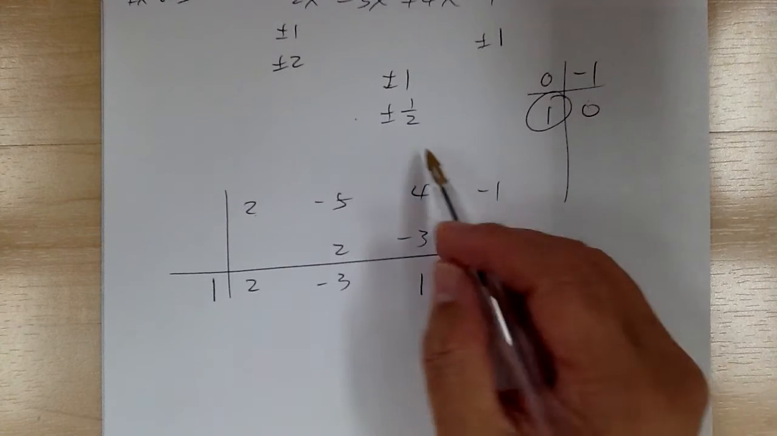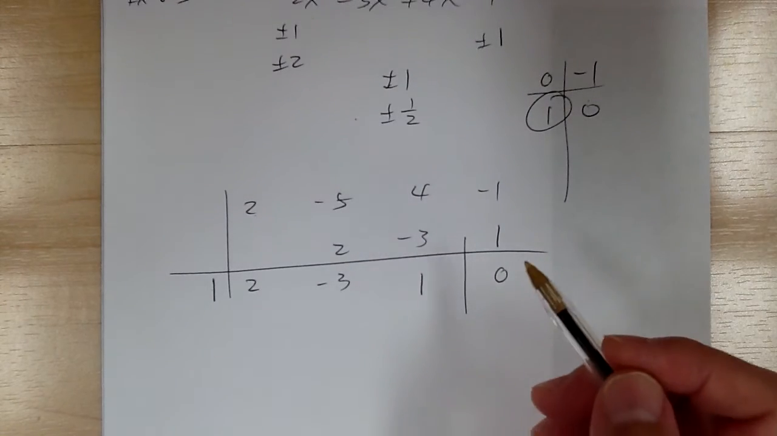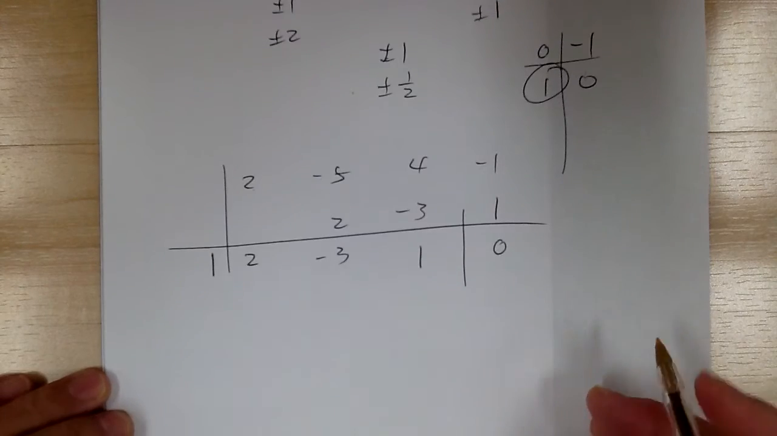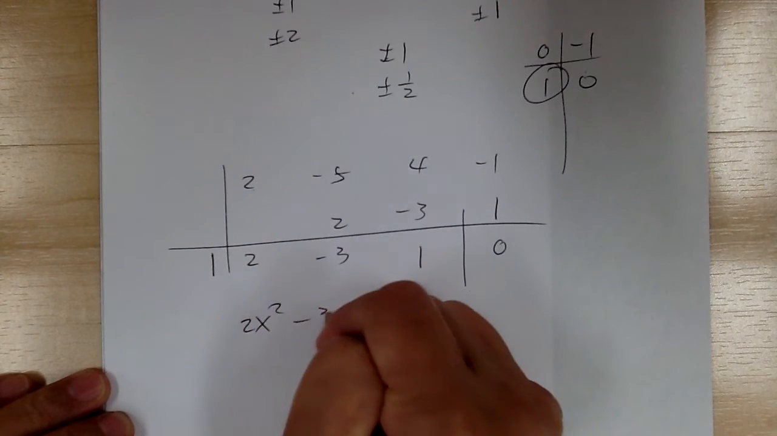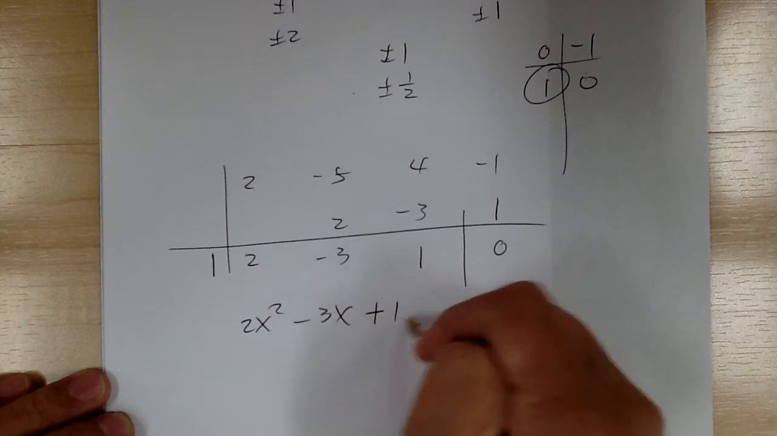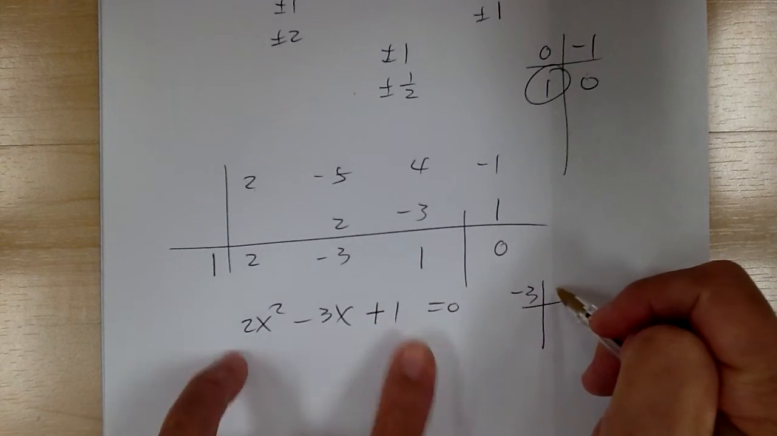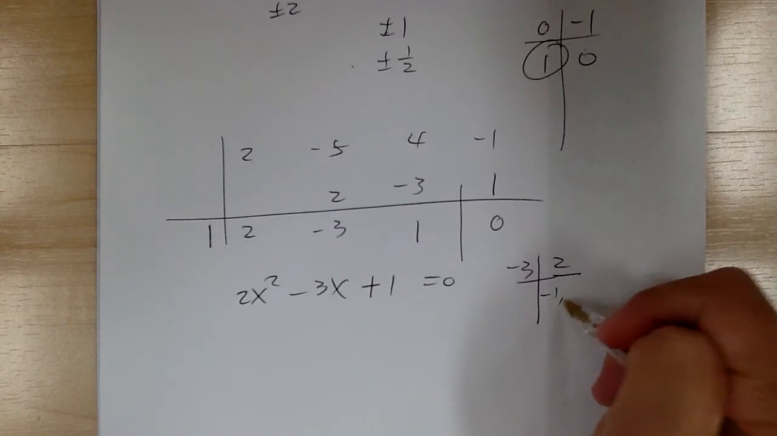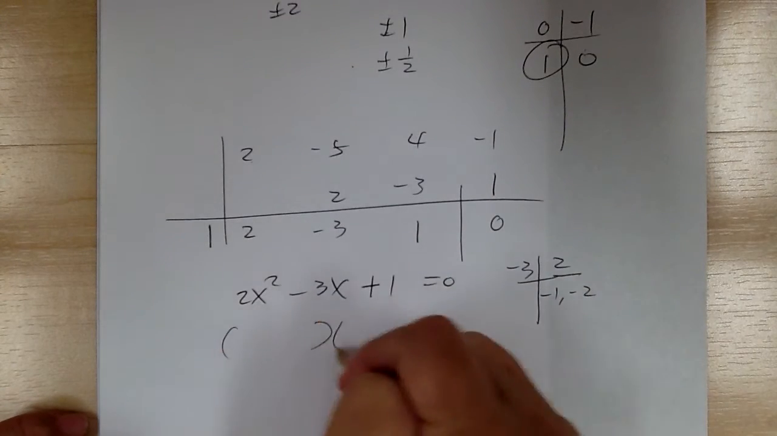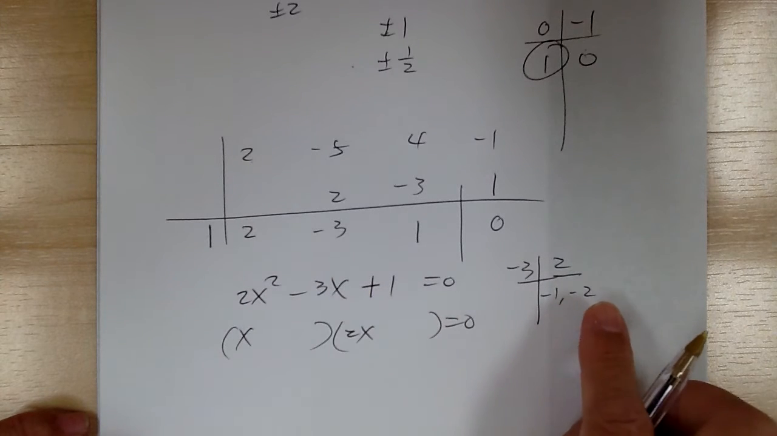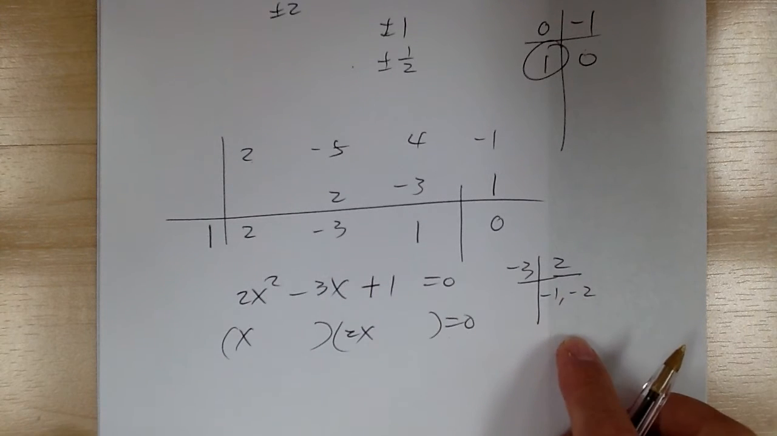The reason you don't want to try any other numbers is because it's better to just use your quadratic formula or use your factoring to solve. So this is your 2x squared minus 3x plus 1 equal to 0. Let's see if we can factor. It would be negative 3, 2, so negative 1, negative 2. So it works.